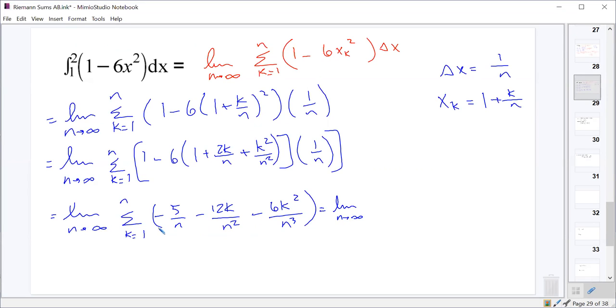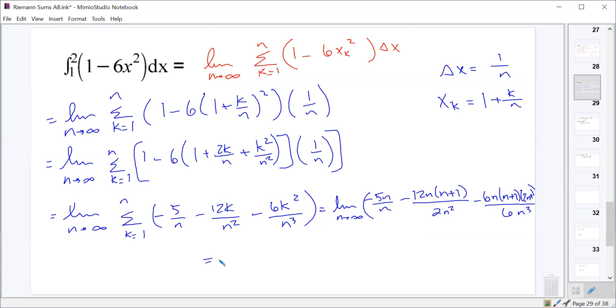And now we just do each of these summations. So the first one is a constant. So I have n of those constants, so negative 5n over n. The second one has the k in it, so that becomes negative 12n times n plus 1 over 2n squared. And the last one has a k squared, so negative 6n times n plus 1 times 2n plus 1 all over 6n cubed. And that's just replacing the k with an n times n plus 1 over 2 and the k squared with an n times n plus 1 times 2n plus 1 over 6.